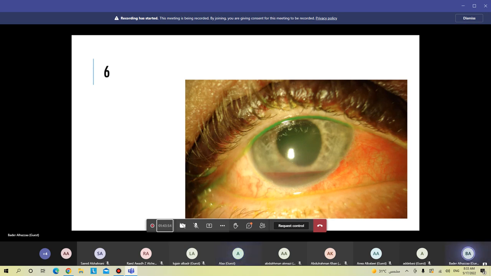Yeah. Very good, excellent. This is a perfect answer. You need to know the indication or it's out. If you have a hyphema case in the exam, they will ask you about the indication to do AC washout, and as Dr. Ali mentioned clearly. Thank you, Dr. Ali.